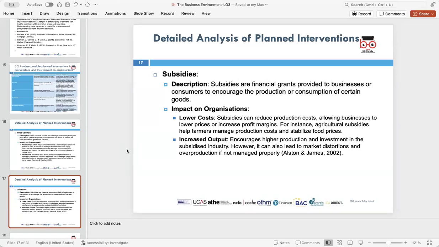Increased output: by reducing cost, subsidies encourage businesses to produce more and invest in their operations. This can lead to greater output and innovation in the subsidized industries. But if not managed properly, subsidies can result in market distortion and overproduction. Market distortion: while subsidies are beneficial in lowering cost and increasing production, they can sometimes lead to inefficiencies. Overproduction or reliance on subsidies can distort the market, making it difficult for unsubsidized businesses to compete.